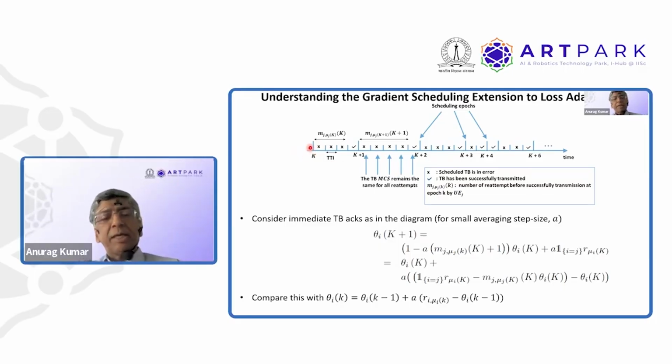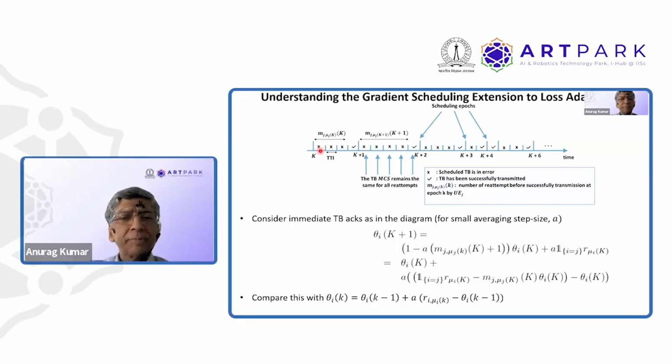Scheduling opportunity. My reattempt queue is empty. It's a chance for me to schedule data for some UE. I schedule data based upon some algorithm. It will be the proportional fair algorithm. Schedule the data. X means the data is lost.